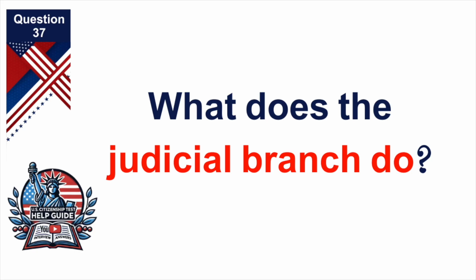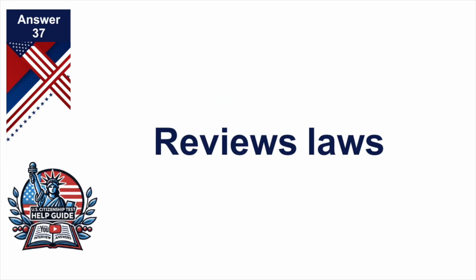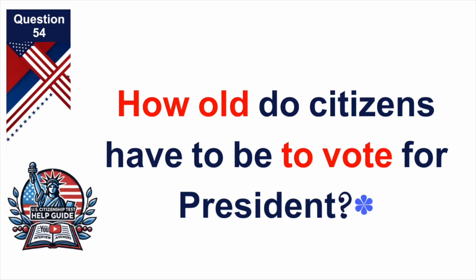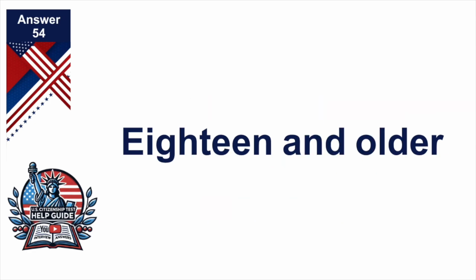What does the judicial branch do? Reviews laws. How old do citizens have to be to vote for president? 18 and older.